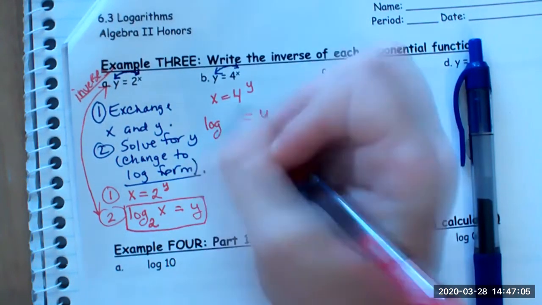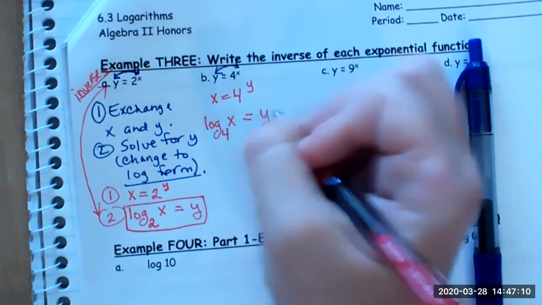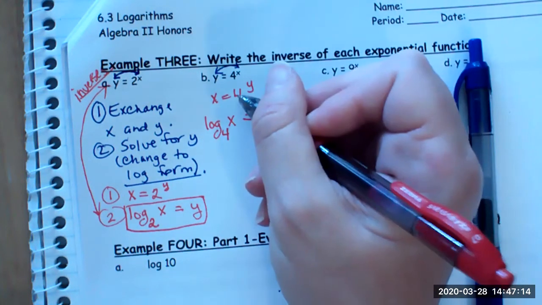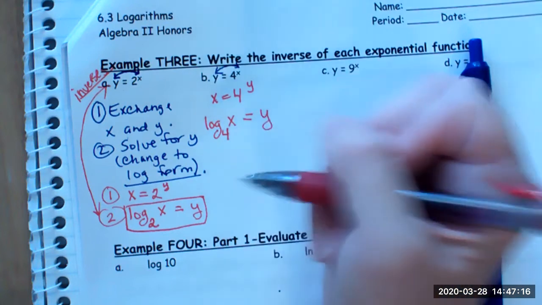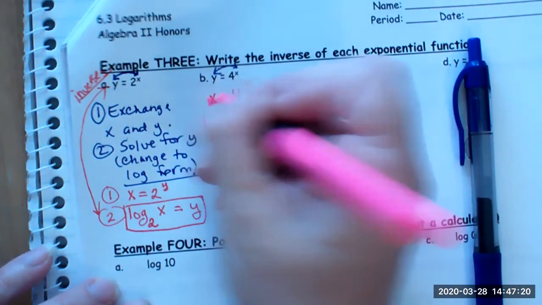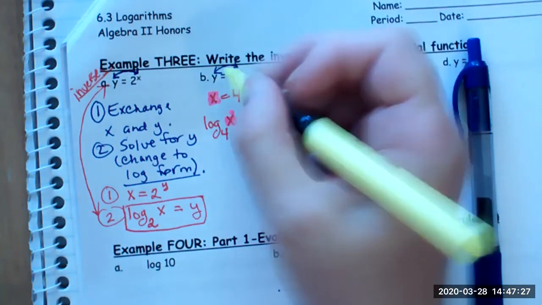Log base 4 of x equals y. The y is the value of the exponent. Here's the base, here's the x. Okay, and again, I'll highlight this so we can see where everything is coming from. There's our x. Here's the base.